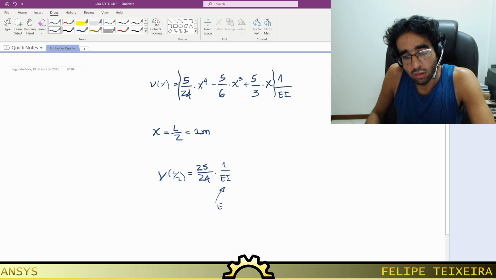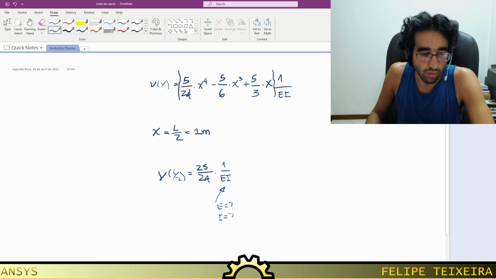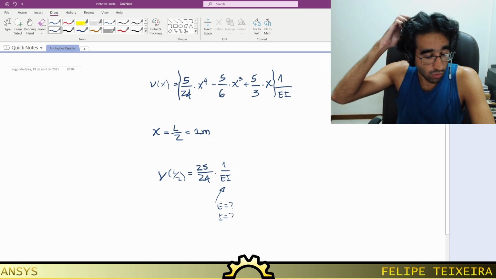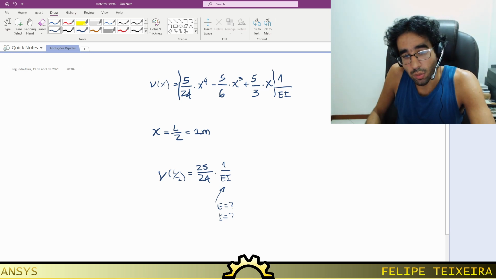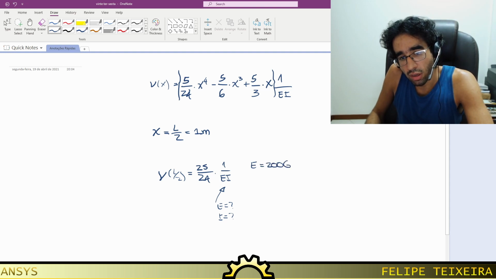At this location, all we need to know now is this. What's the value of E? What's the value of I? E is the elastic modulus, the modulus of elasticity of the material. Since here we are using steel, I'm going to say that E is equal to 200 gigapascals. And I is a property of the cross-section. Our cross-section here is this one.